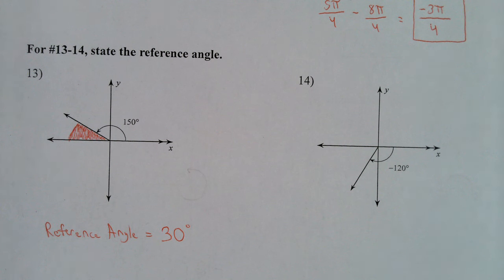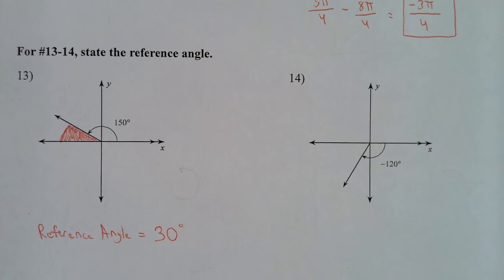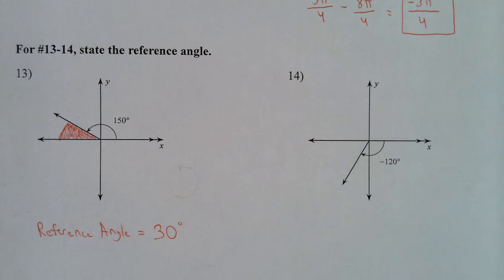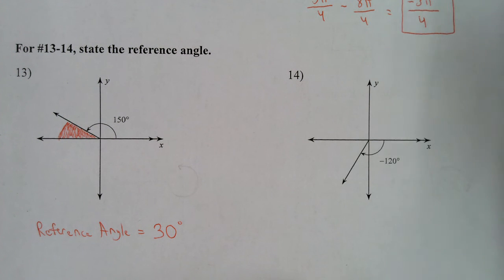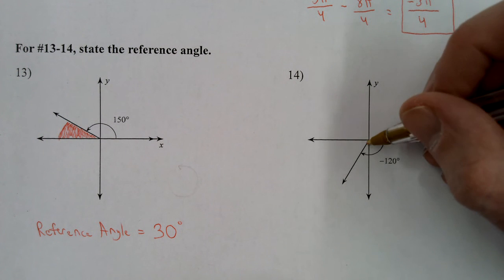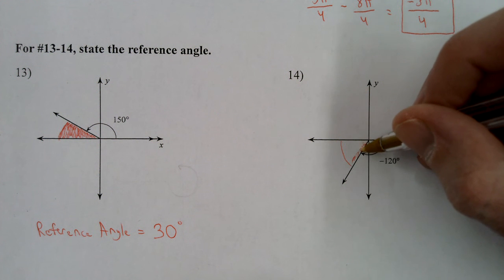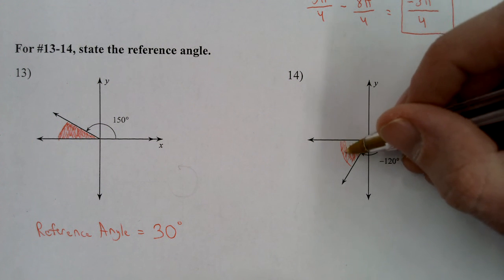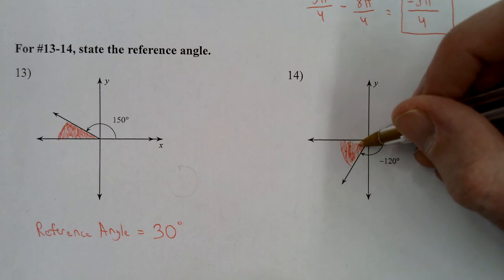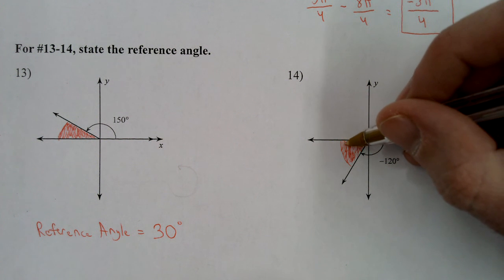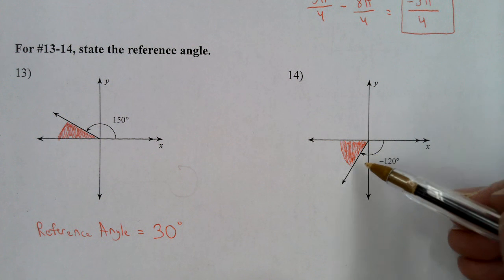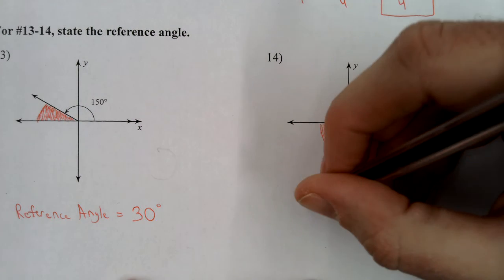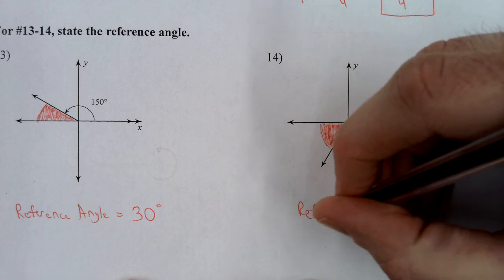Okay, in this next diagram, again, the reference angle has to be positive and it has to be acute, so it has to be less than 90. And it's the difference between the terminal side and the x-axis, not the y-axis, the x-axis. So this will be the reference angle right here. So if this is negative 120, this angle right here is going to be 60. So the reference angle equals 60 degrees.